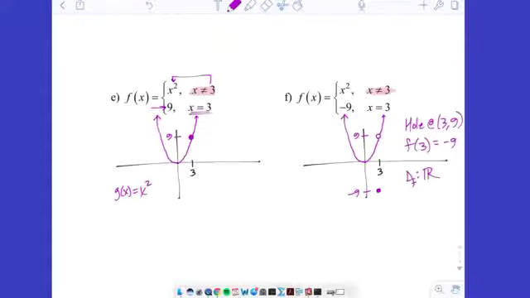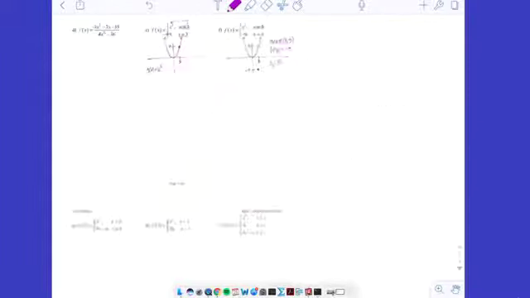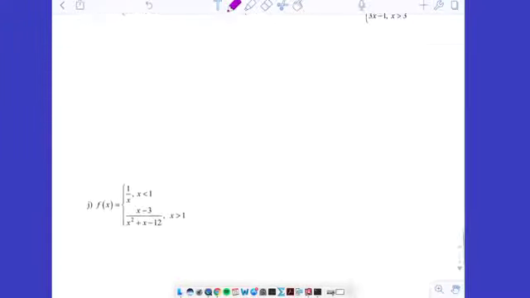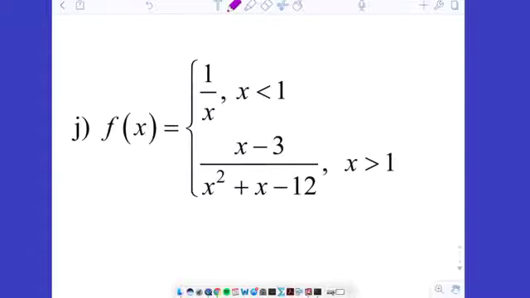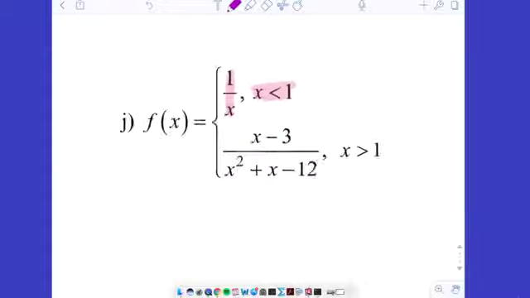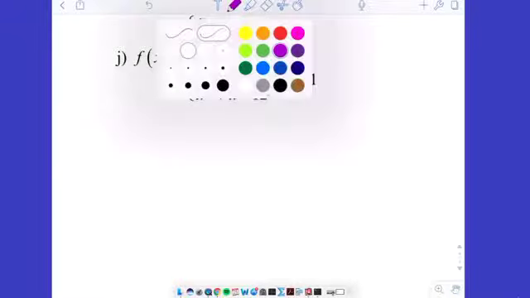Piecewise functions. Pretty darn important. 2 for 1s, 3 for 1s, whatever. Let's look at the last one on here. It was a 3 for 1. All right, so we're going to start off this time with the reciprocal function everywhere to the left of positive 1. So let's go ahead and give ourselves an x and y axis.